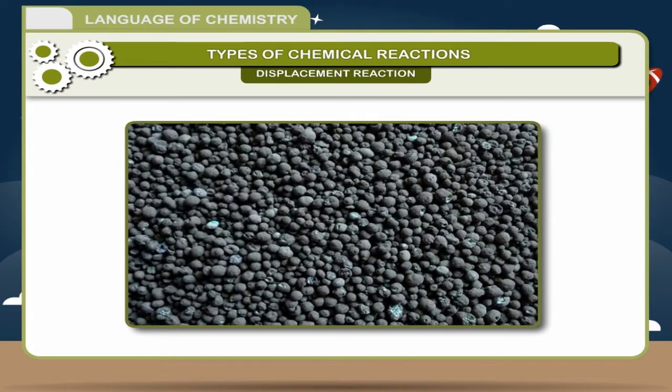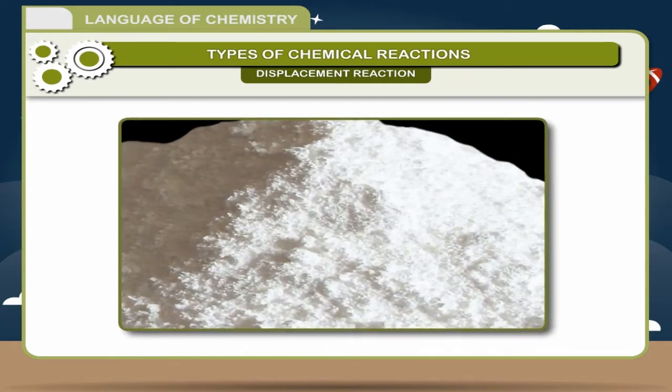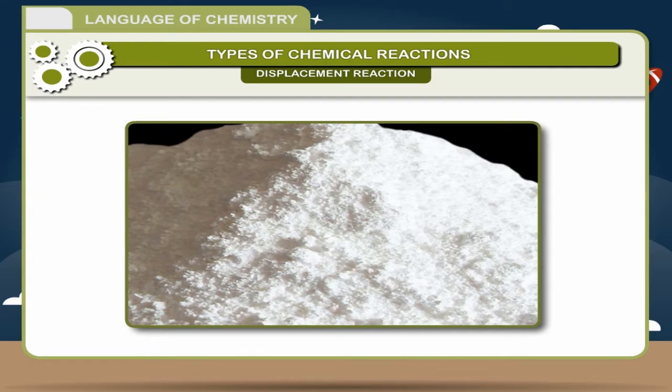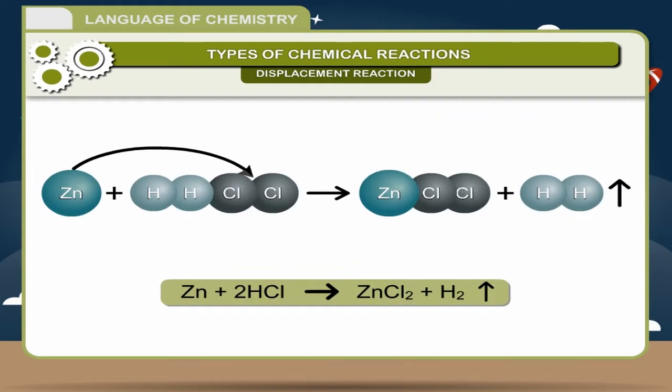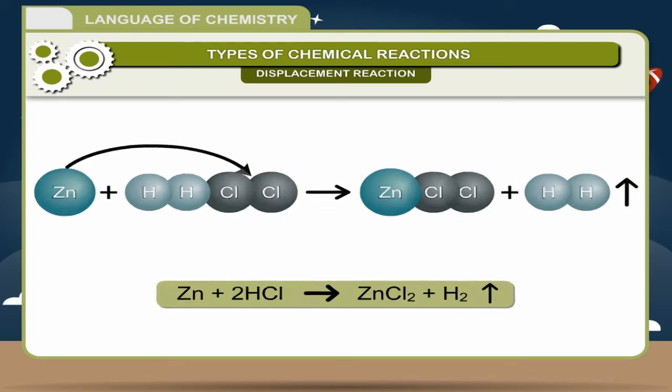When zinc granules are placed in dilute hydrochloric acid, zinc chloride is formed and hydrogen gas is evolved. Zn plus 2HCl gives ZnCl2 plus H2. This reaction occurs because zinc displaces hydrogen from hydrochloric acid.